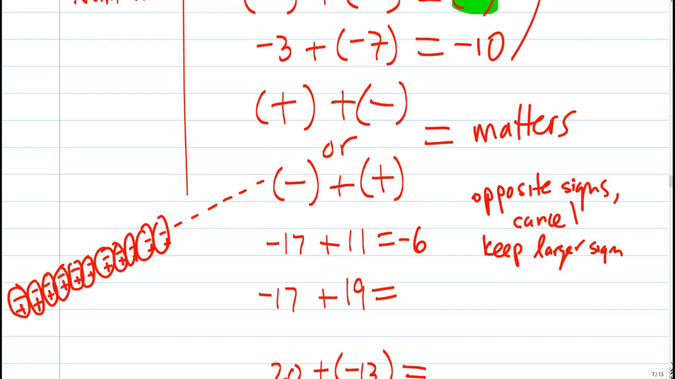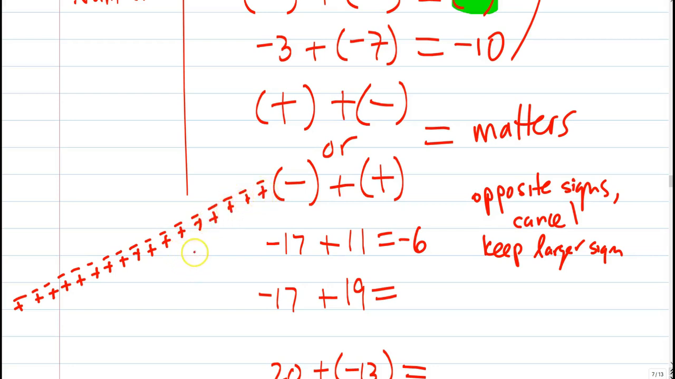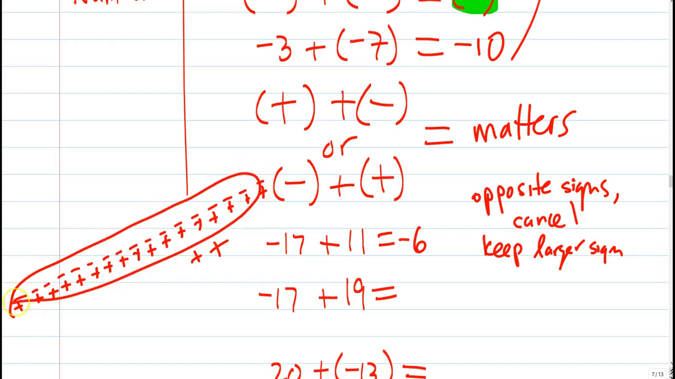On the flip side, if I took those 17 negatives and I did, instead of 11, 19 positives, 14, 15, 16, 17, I would have what? After all of these zeroed out, I would be left with 2 more positives.